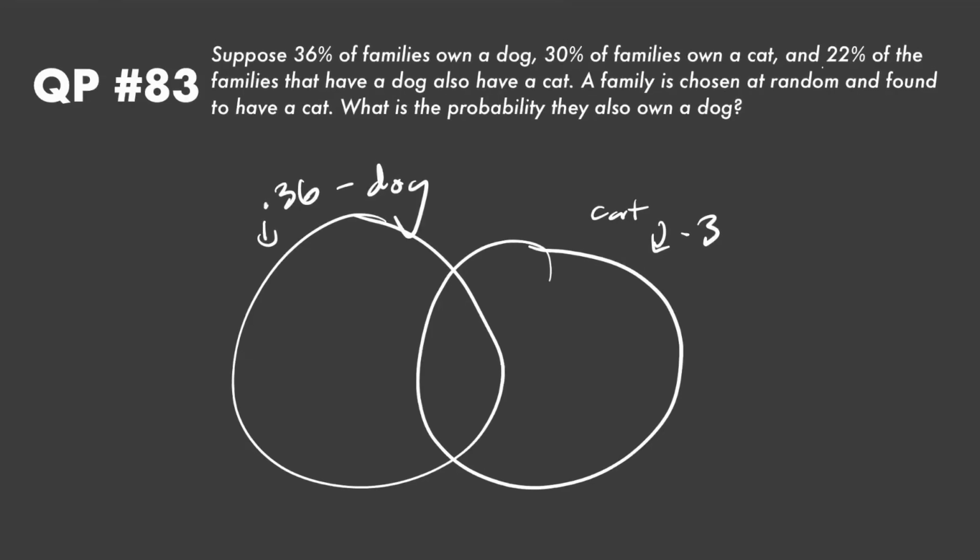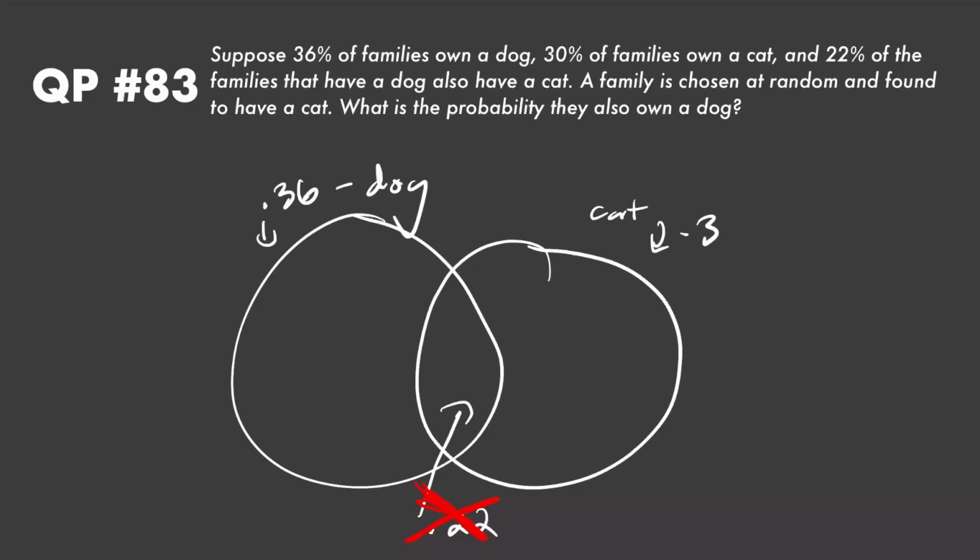Now it tells us that 22% of the families that have a dog also have a cat, and that does not mean that in here is 22%, right? That would be the case if it said 22% of families own both a dog and a cat, but it doesn't say that. It says of the ones who have a dog, there's 22% that also have a cat. So if we let D be the event that a family has a dog and C be the event that a family has a cat, then it's saying that the probability of C given D is equal to 22%. Because we're saying when I know for a fact that a family has a dog, then 22% of the time they will also have a cat.